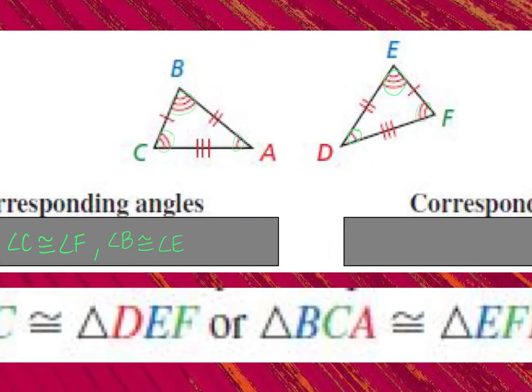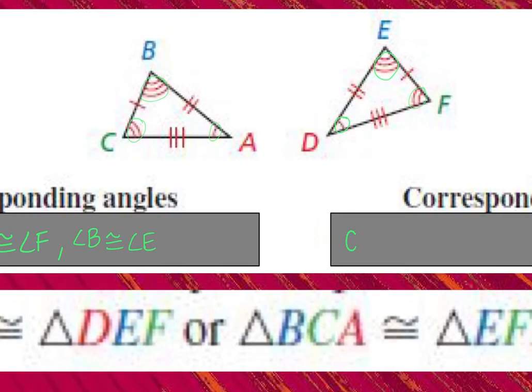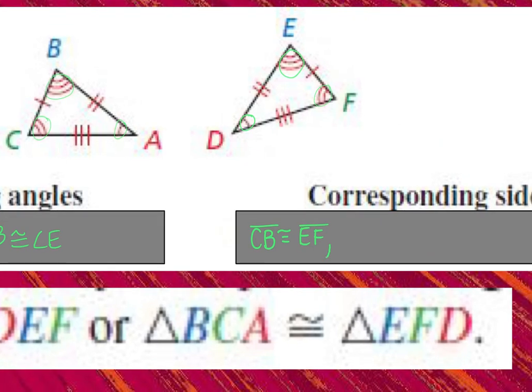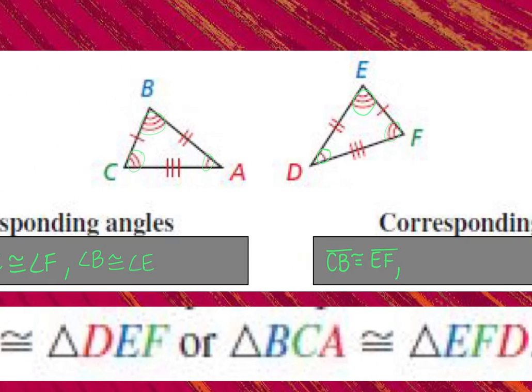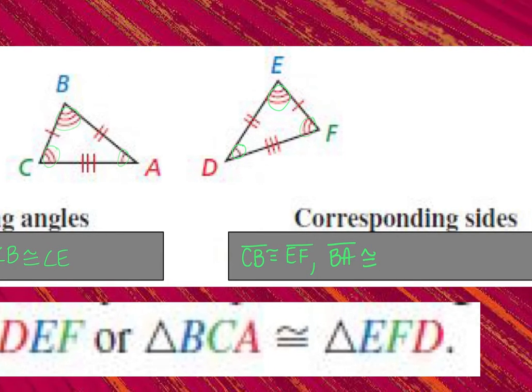The next one, we're doing corresponding sides. So check it out. I noticed that CB, the line segment, which is the side of the triangle, is going to be congruent to the other side that has the single congruence marking. That would be EF, okay? Now, the next part is to match up the second one. So BA is congruent to ED.